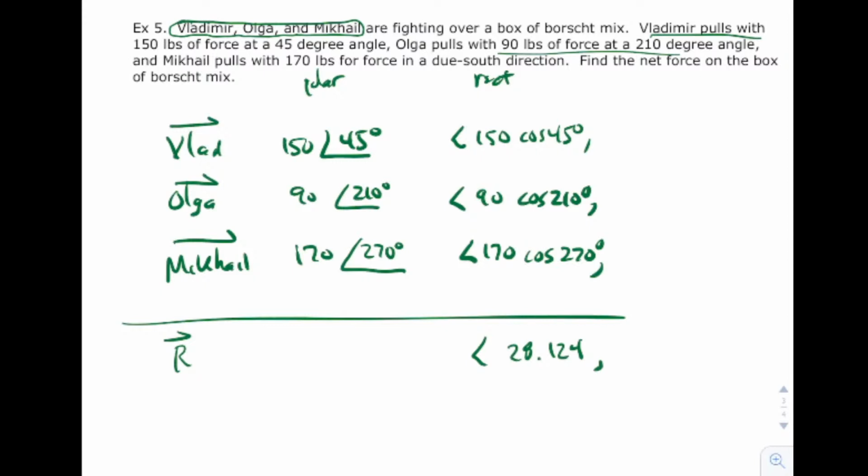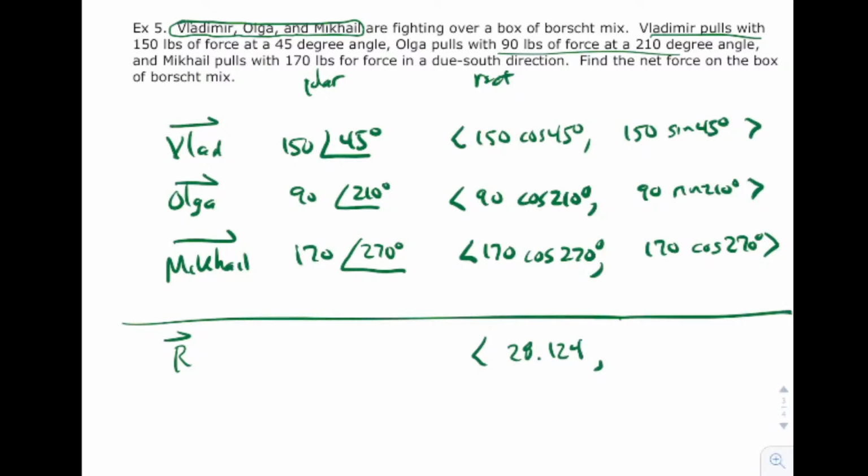Now the y components are all kind of the same thing, except you use sines instead of cosines, right? So this is going to be a 90 sine 210. This is going to be 170 cosine 270. Okay, and then I can add up those y components.